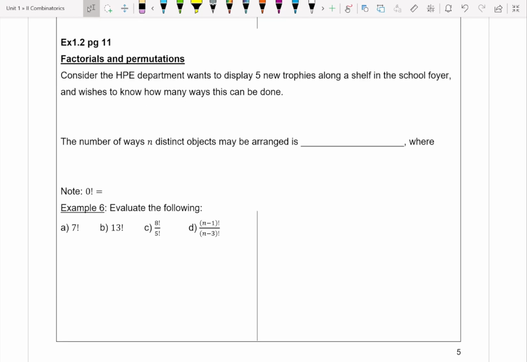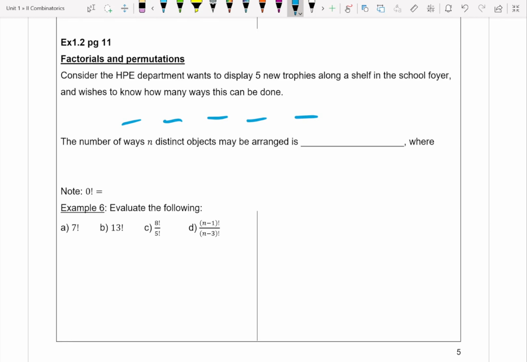In this video, we're looking at factorials and permutations under the lens of combinatorics. So we're starting off with an example today. Consider the HB department wanting to display 5 new trophies along a shelf in the school foyer. So we have 5 spots on a shelf, and we want to calculate how many different ways we can set up these 5 trophies.